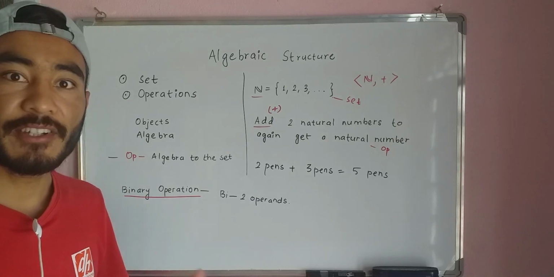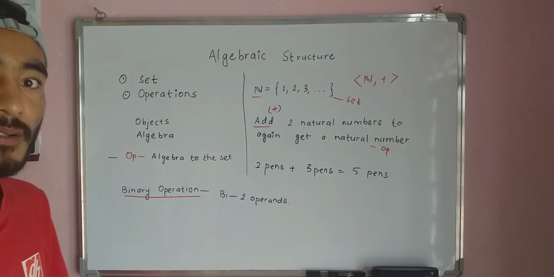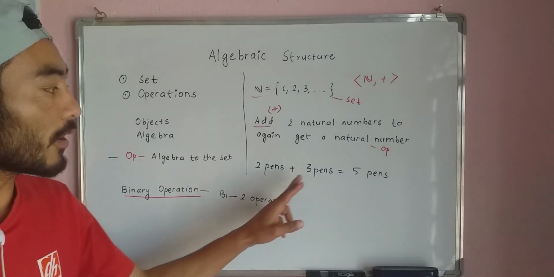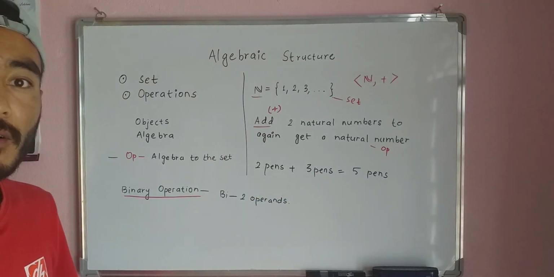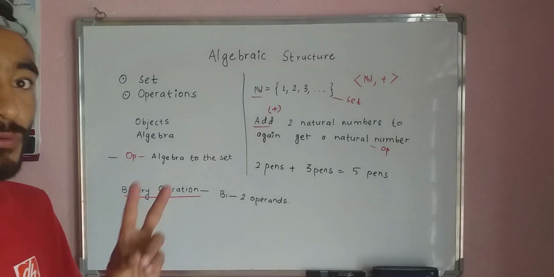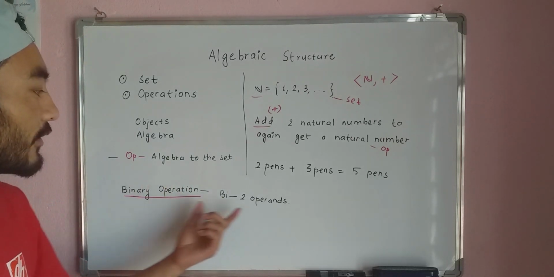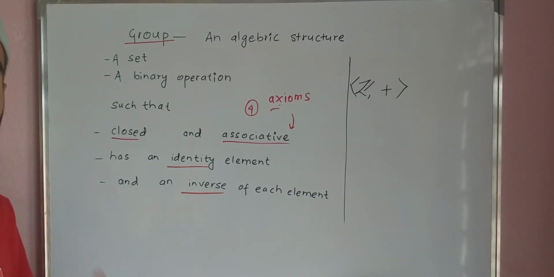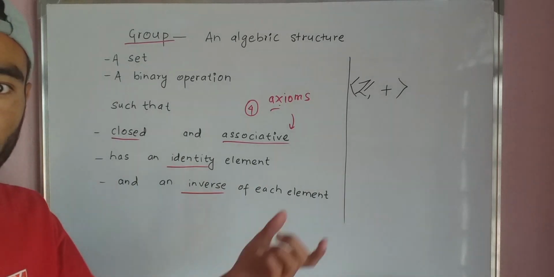Next topic is binary operation. In the example, the operation addition takes two operands. Such operations which take two operands are called binary operations. Groups. A group is an algebraic structure, one of the simplest types of algebraic structure.